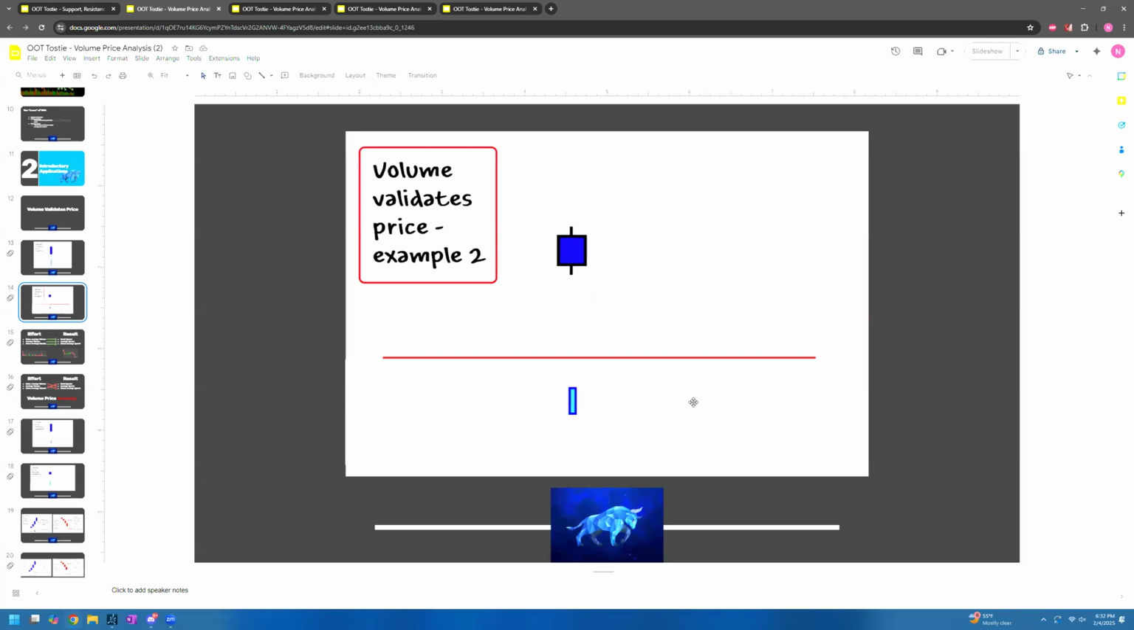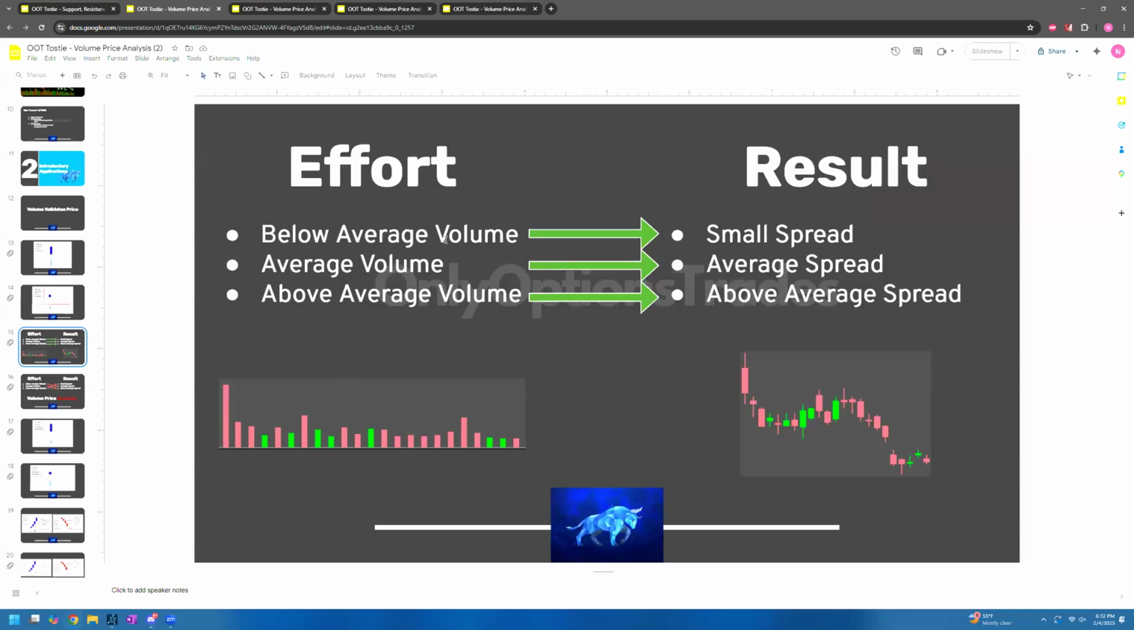This is another example of volume validating price, where we have a small spread candle and below average volume. There's nothing wrong with this. We shouldn't expect big moves on low volume. We should expect big moves on high volume. If we have below average volume, we should expect a small candlestick spread. Average and above average volume is where we should start to expect the candlestick spread to increase in size.